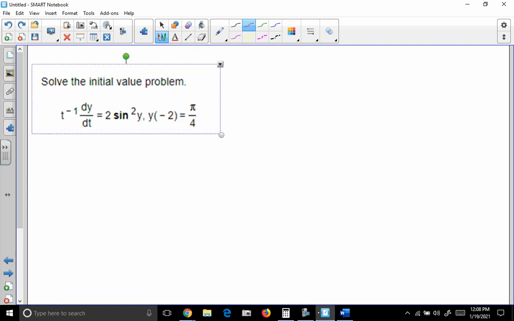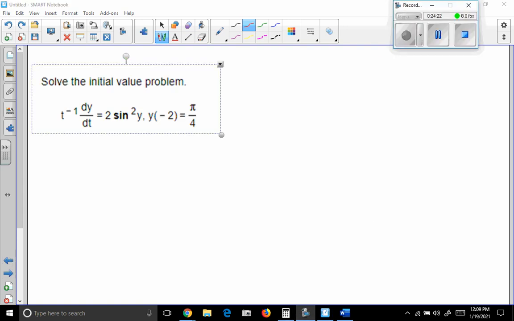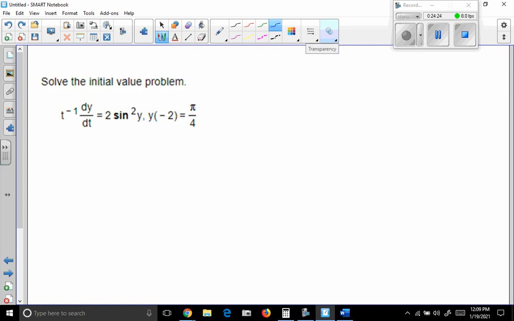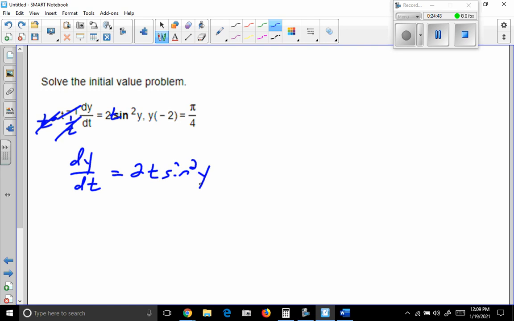All right, let's take a look at one more. We want to begin by making sure it's separable. So either negative 1, or we can call that 1 over 2. Move that to the other side, so we can multiply both sides by t. Cancel. Equals 2t times sine squared y. So yes, we have t's and y's in separate factors, so we can separate this.